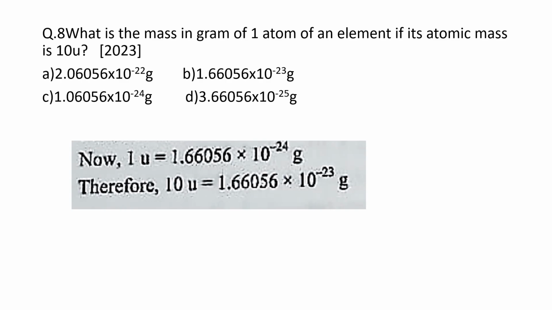Question number 8. What is the mass in gram of one atom of an element if its atomic mass is 10U? For 1U we know the value already. Then for the 10U we have to calculate it by multiplying the given value of U with 10. Then it becomes 1.66056 into 10 raised to minus 23 grams. If we see the options, then option number B is the correct option.